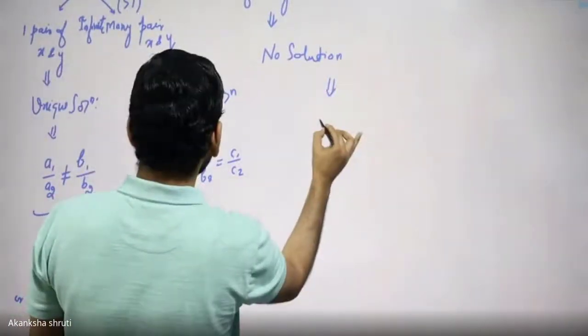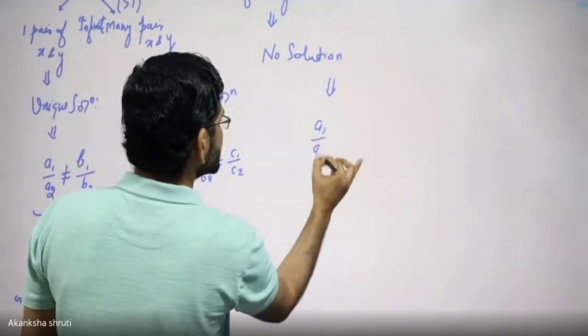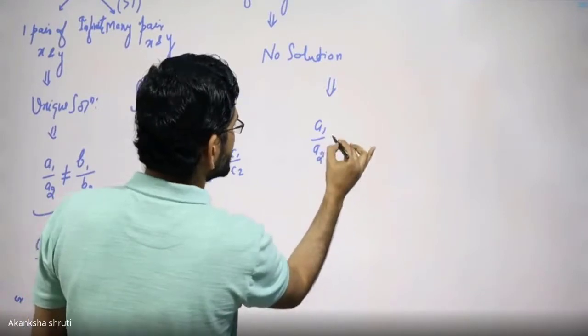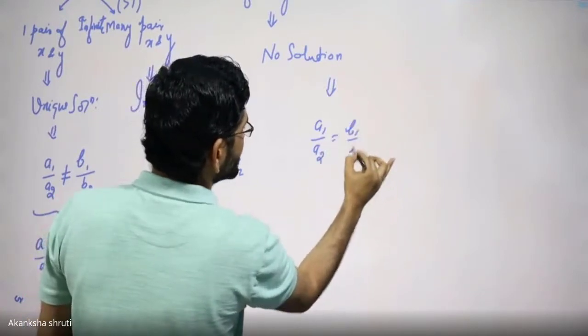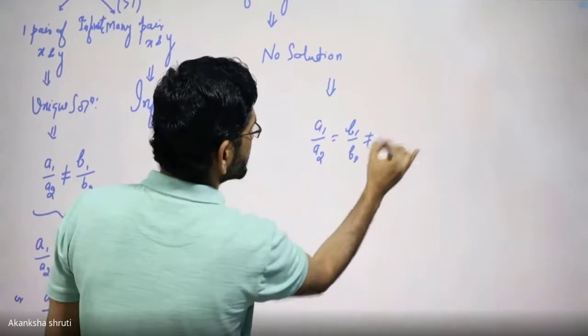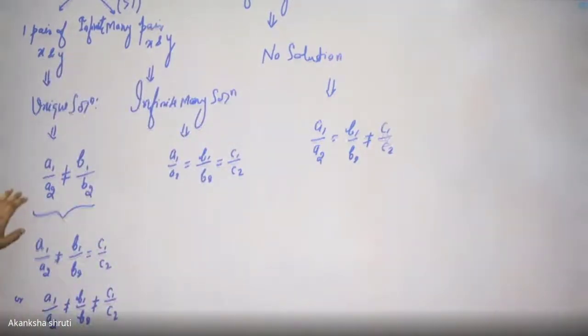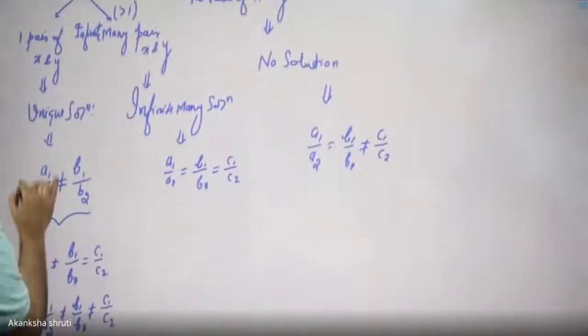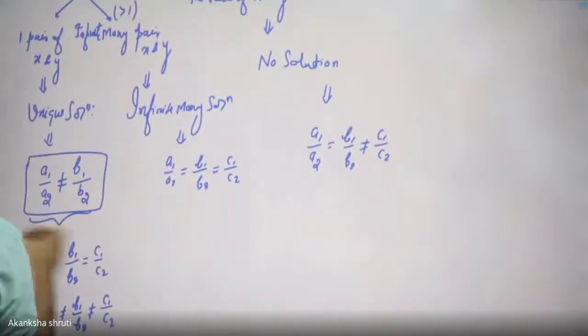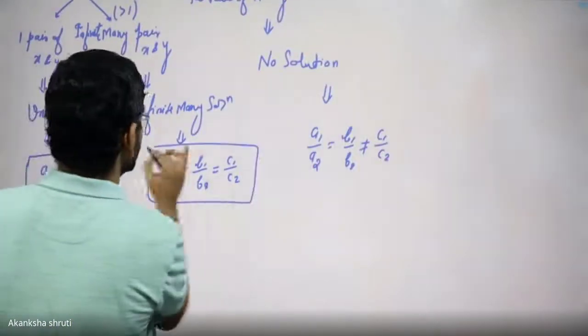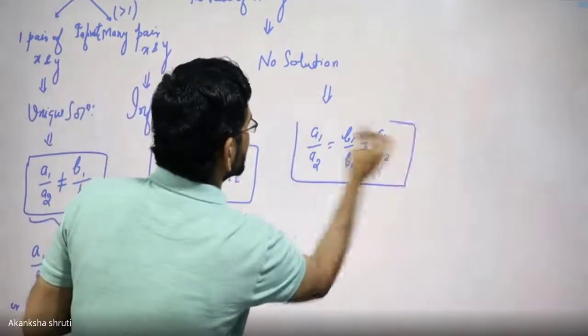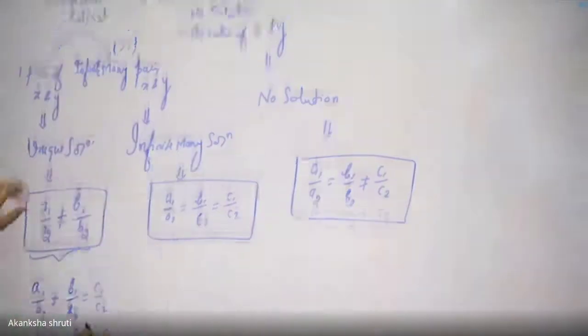For no solution, the difference arises here. A1 by A2 is equal to B1 by B2, but this is not equal to C1 by C2. It is this. Students, these are the mathematical relations that we have to keep in mind for checking. Even the numericals or questions are also based on these.